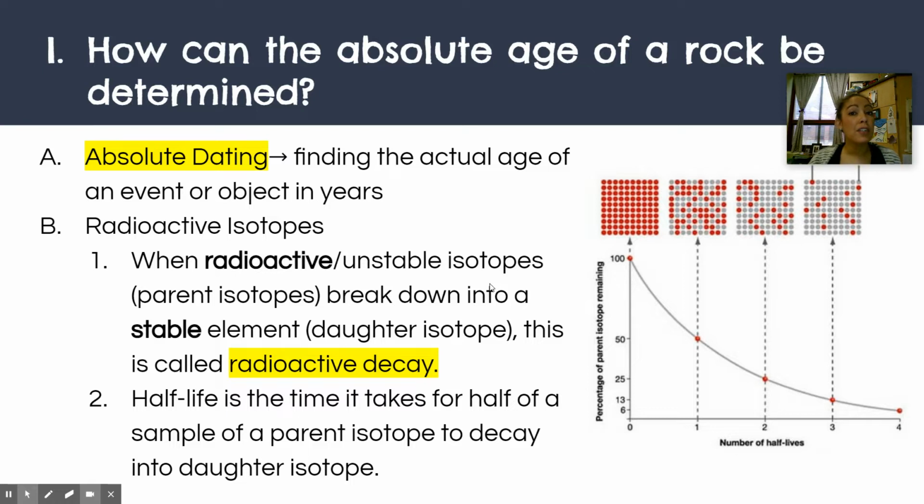Okay? Every single radioactive element has a different amount of time that it takes to break down from radioactive to stable. Some elements, like carbon, break down a little bit quicker than, say, potassium-argon. You don't need to remember those names. But what you do need to remember is that some elements take longer than others to break down from parent to daughter. The amount of time that it takes for half of a sample, so 50% of an isotope, to break down from parent to daughter, that's what we call half-life.